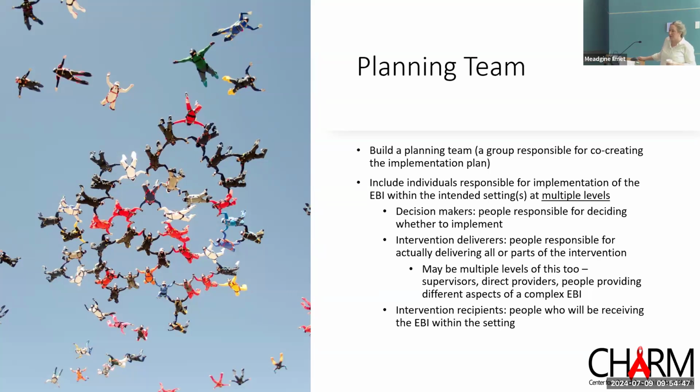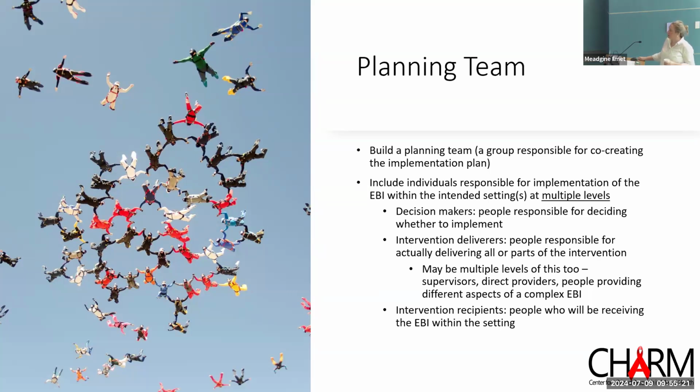So you want people on your planning team who are decision makers at implementing organizations, people who ultimately can decide whether they're going to implement or not. You also want the people who are intervention deliverers involved, so the ones who are actually going to have to say, okay, here's how we do it, and walk patients through the process. And there's even multiple levels of that too. So there might be clinical supervisors, people who are more like direct providers, administrative staff. There's lots of people involved in delivering an EBI. So you want to have a team that really reflects that.